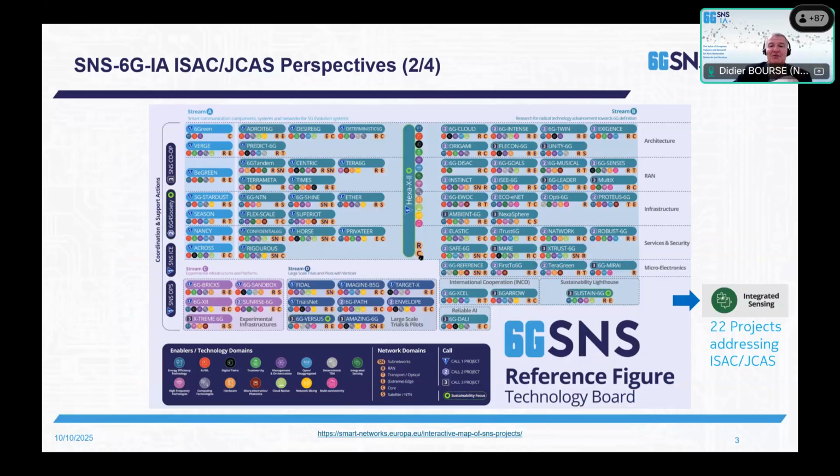So you see this is a list of projects. When we make an extract, you see on the right this icon for integrated sensing. This is an interactive map. In case you don't know it, I really encourage you. You can hyperclick, and it's very well done. You find 22 projects, you see the list of projects, and then you can visit, and so on. So there are 22 projects over the 79 that are addressing ISAC and JCAS. Don't hesitate to visit.